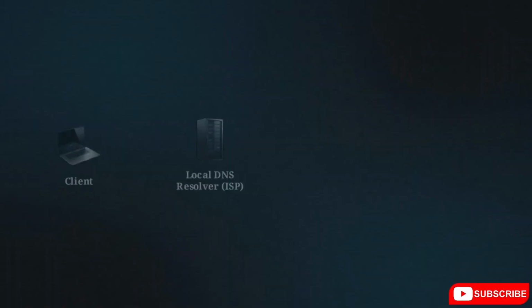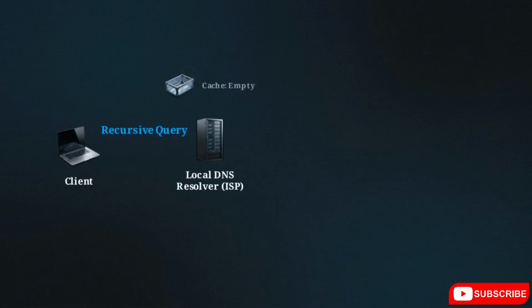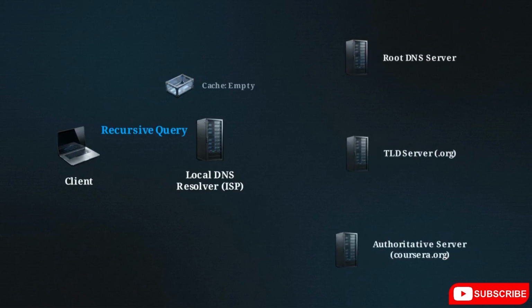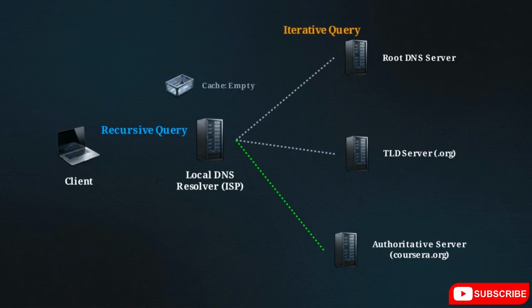The packet first arrives at a local DNS resolver, usually managed by your ISP. This starts a recursive query, where the resolver takes full responsibility for finding the answer on your behalf. If the resolver doesn't have the answer stored, it begins an iterative query. This is a step-by-step interrogation, where the resolver bounces across the internet, asking different layers of the hierarchy for directions.